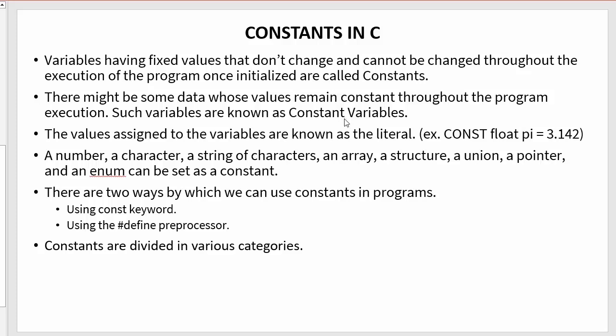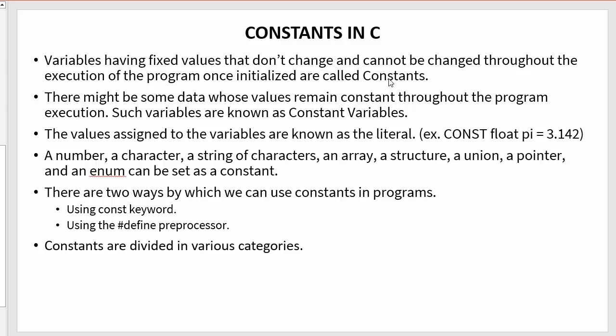So now let us start our discussion on the concept of constants in C. Variables having fixed values that don't change and cannot be changed throughout the execution of the program once initialized are called constants. Whenever we write any program, we will be using different types of data: integer data, float data, character data, string data, and to store these different types of data, we create different types of variables.